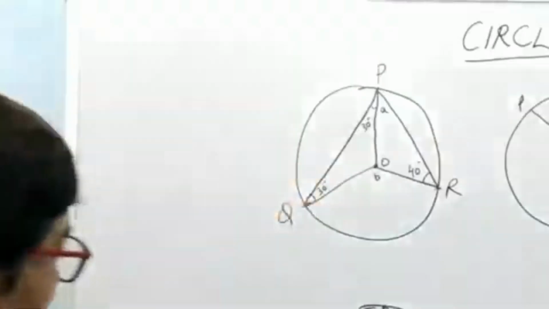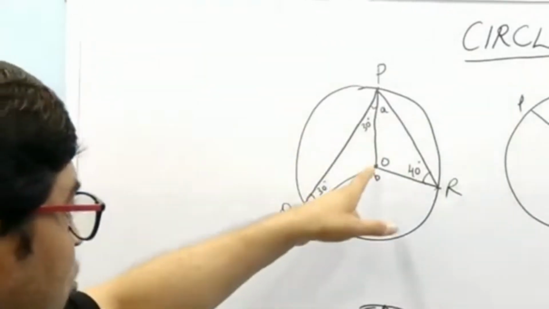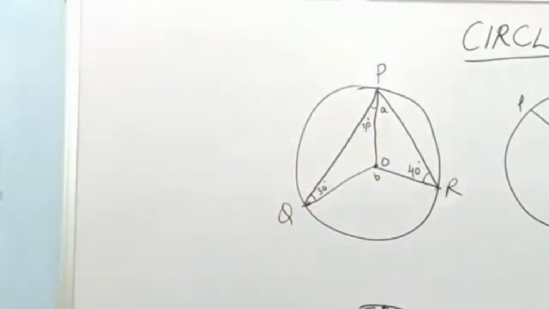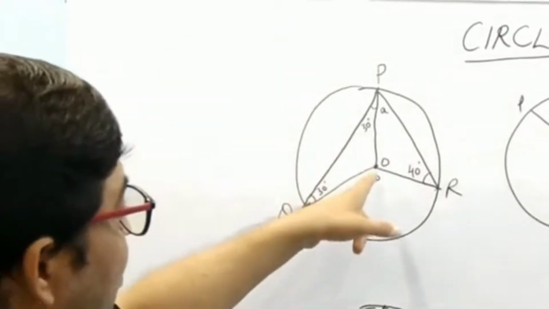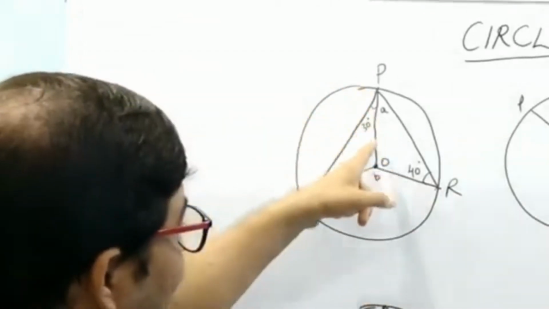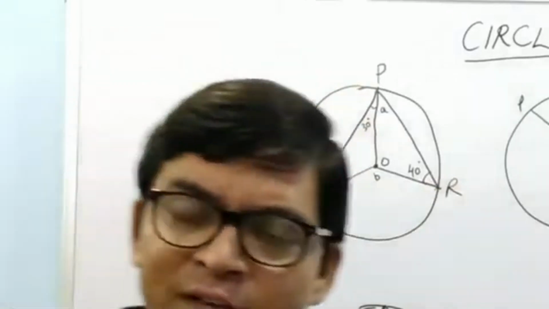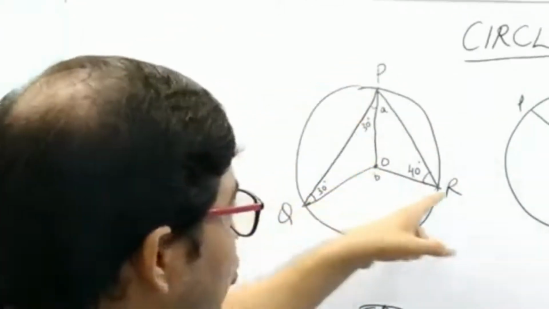See, if we see carefully, what do we see? This is center. So we know that OP and OQ are radii. Why? Because they are emanating from center and coming to the circumference of circle. Same way we can say OR is equal to OP. Now if we see carefully, triangle POR is an isosceles triangle. Why? Because OP is equal to OR.